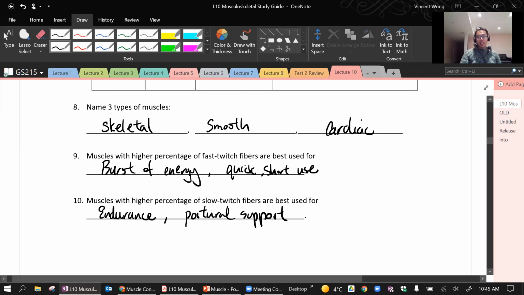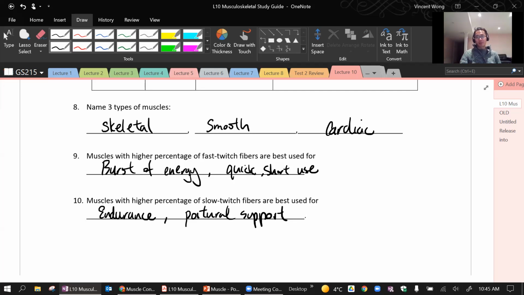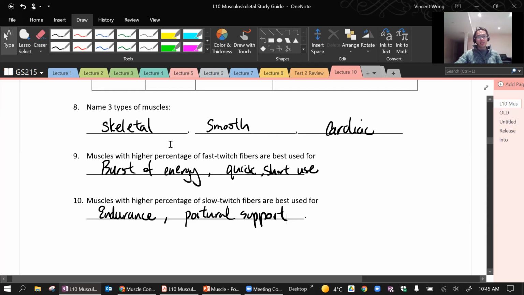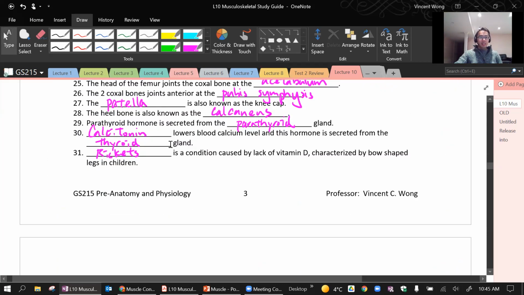I should note that it's not fixed. Okay, you could train. Right? So if you just run for 5 minutes a day, and then next week you'll be able to run for 10 minutes a day, and then if you keep on increasing it, then after a month maybe you'll be able to run for half an hour. So in that process, you are converting some of the fast twitch fibers into slow twitch fibers. Okay, the body is quite adaptable in that respect.